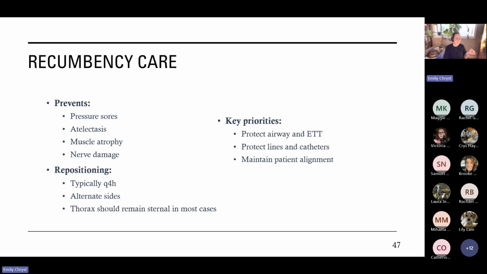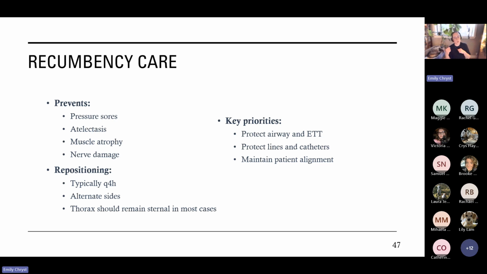When we are doing recumbency care, typically we're repositioning again every 4 hours. We're alternating sides. So left, right, sternal. Now the thorax should remain sternal in most cases. This is not always true, as I alluded to. But when we're talking about doing recumbency care, but keeping the thorax sternal, it's rotating the hips. So it's hips left, hips sternal, hips right. I'll also alternate between sort of like frog legs forward and legs backwards.